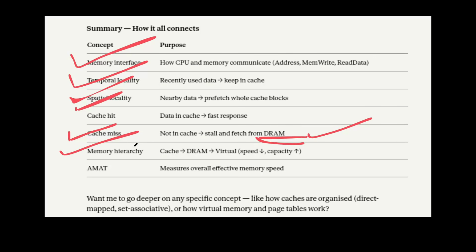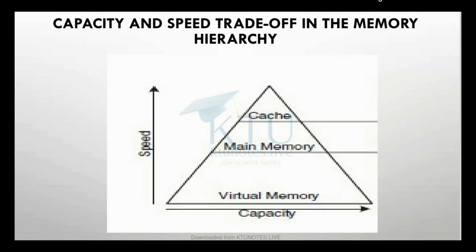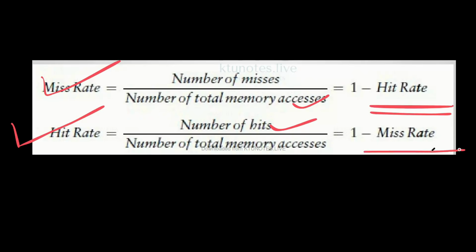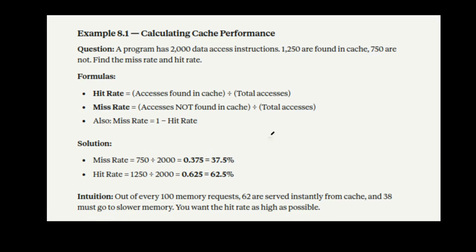Then we have learned memory hierarchy. First we have cache, then DRAM, then virtual memory. Then we talk about average memory access time. Now this was the memory hierarchy, and this is the same equation. How do we calculate the miss rate and hit rate? The number of misses divided by the number of total memory accesses, the number of hits divided by the number of total memory accesses. That is 1 minus hit rate, 1 minus miss rate. Now this question says that a program has 2000 data accesses.